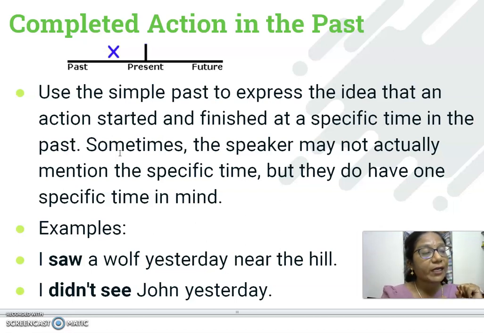For example, I saw a wolf yesterday near the hill. I didn't see John yesterday. I wrote my exam yesterday. He didn't meet Annie yesterday night.